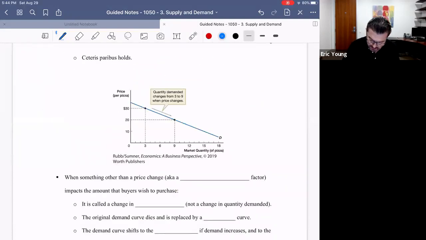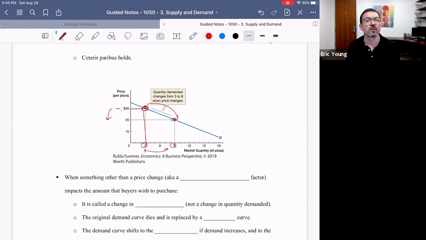So we started off, let's go to a different color. We started off, let's say here at this point, which corresponded to a price of 30 and a quantity demanded of 3. We took the point, we go over, we go down. At $30, there's 3 pizzas demanded. When the price changes, let's say from $30 down to $20, that's going to lead to a change from this point to this point. And that's going to correspond to a change from this quantity demanded to this quantity demanded.